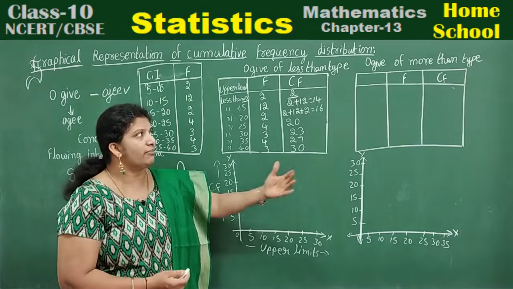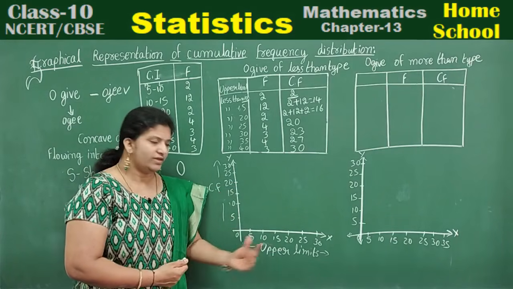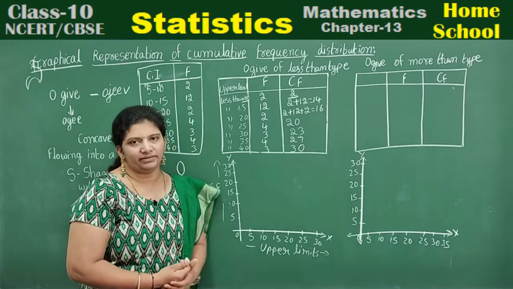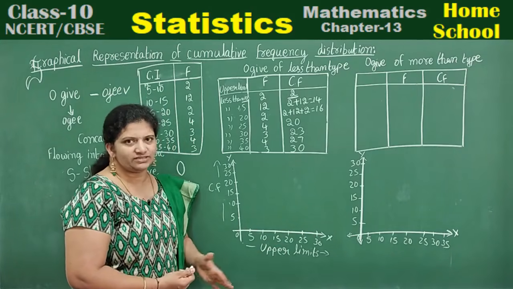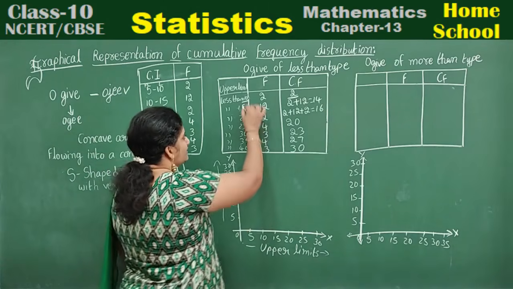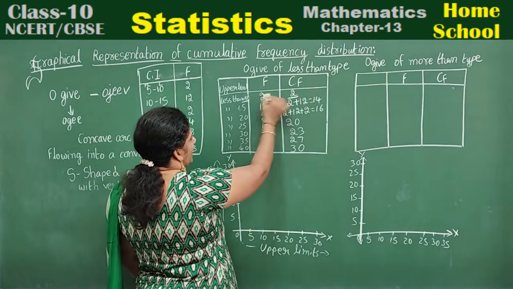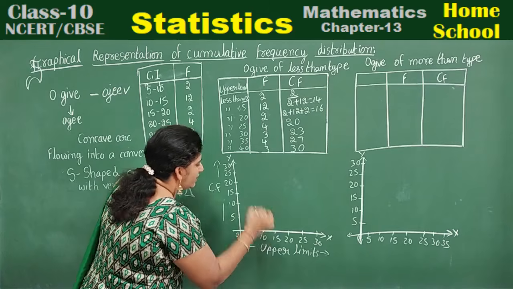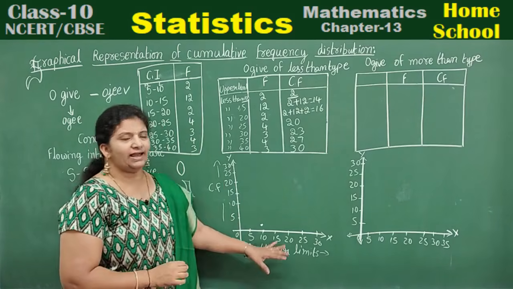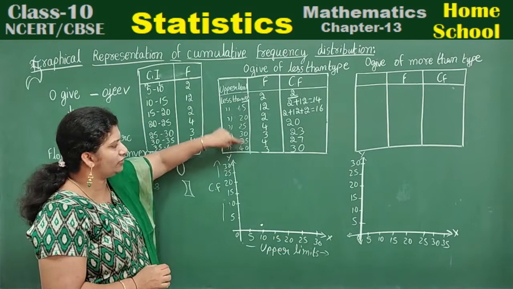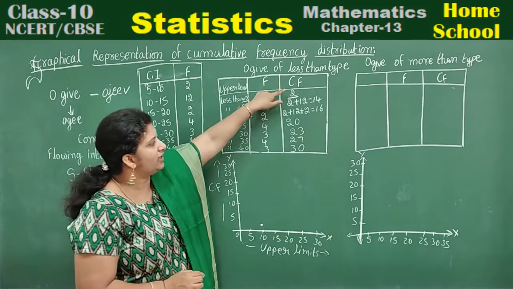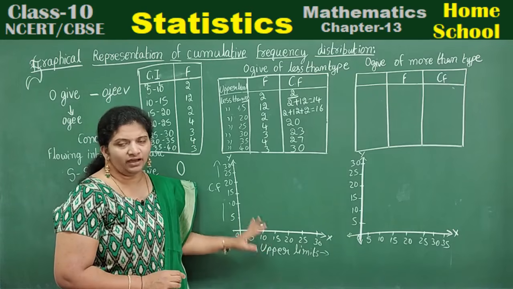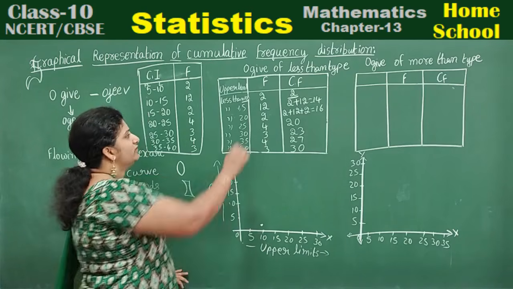Then can you guess what about more than type ogive? Yes, instead of upper limit you use lower limit. That's all. There is no change. Now let's start plotting your graph. 10, 2. I have taken a scale according to the numbers I have, 10 to 40 here, and 2 to 30 there. So adjust your scale in that manner and try to plot the graph.